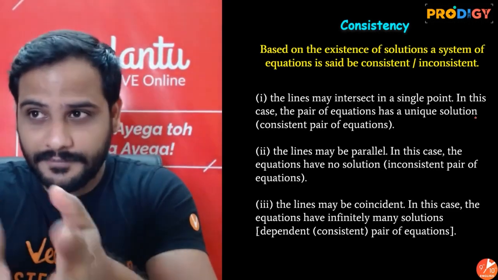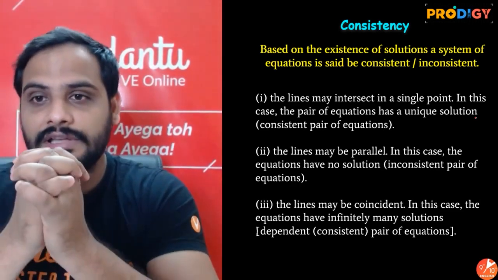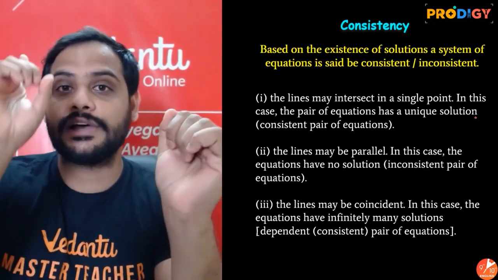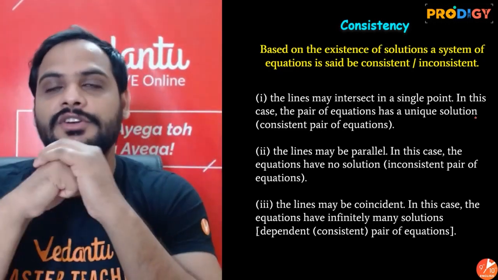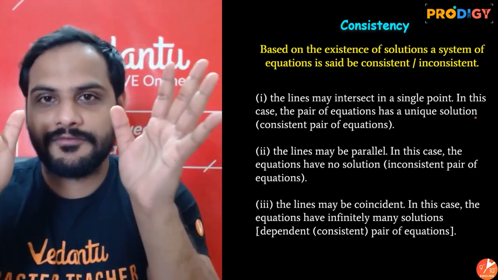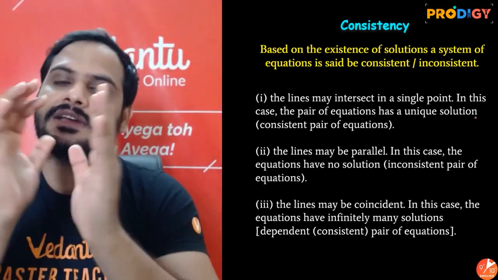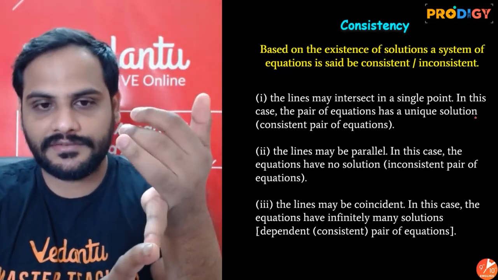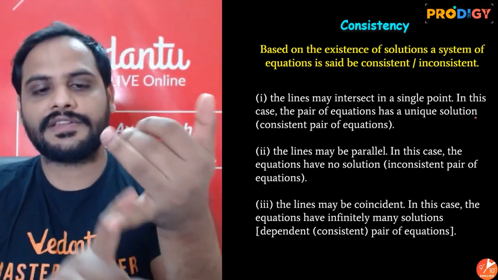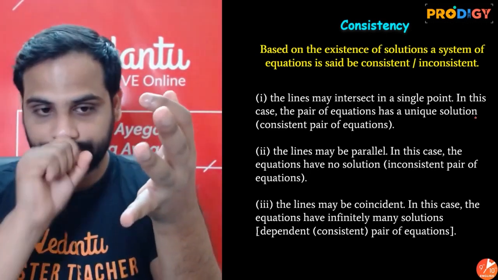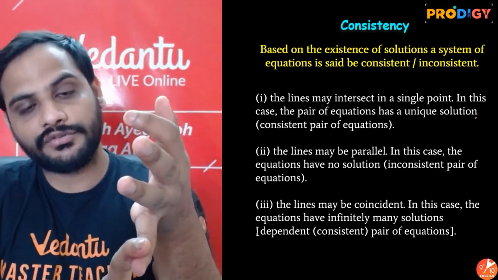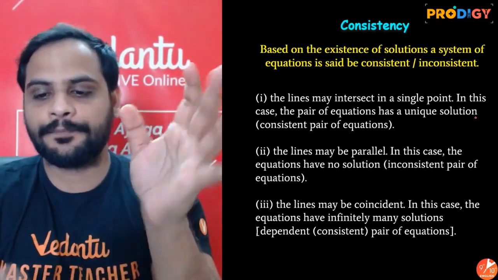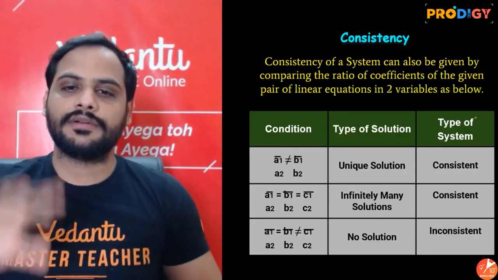So is there any way by which a person like me can find out what kind of solution will exist for the pair of linear equations in two variables? So yes, with the help of equations only we can find out whether the graph will be intersecting lines or unique solution, or whether the graph will be parallel lines or no solution, or whether the graph will be coincident lines or infinite solution. So the conditions are given over here.